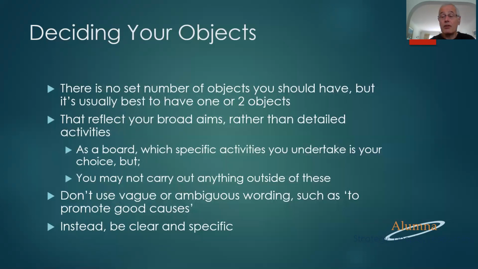The way to do this is to have your objects reflect your broad aims rather than detailed activities. As a board, which activities you undertake is up to you, but you're not allowed to carry out anything outside these. So if you provide football for young people in London, you can't provide any other sport. You can't provide services outside London, and you can't provide them for anyone other than young people. So when you think about what you're going to do, take into account what you might realistically be doing in the next year or two.